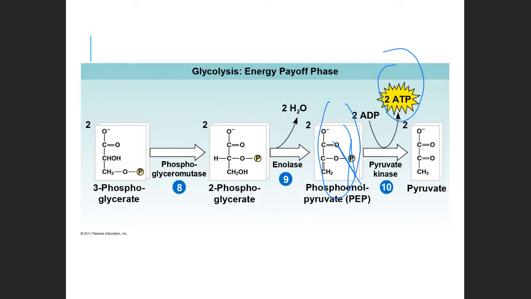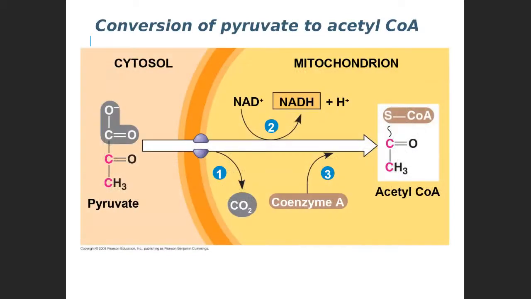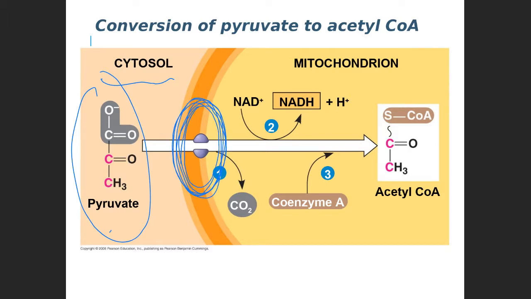If oxygen is present, what's going to happen to this pyruvate that has been produced in the cytosol? It will enter the mitochondria. Look at that, it's an active transporter, because the pyruvate is big to enter.